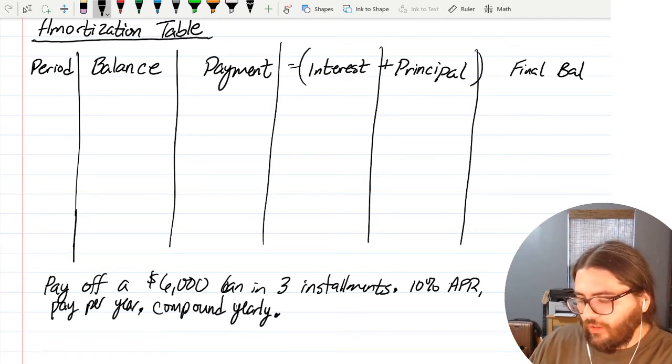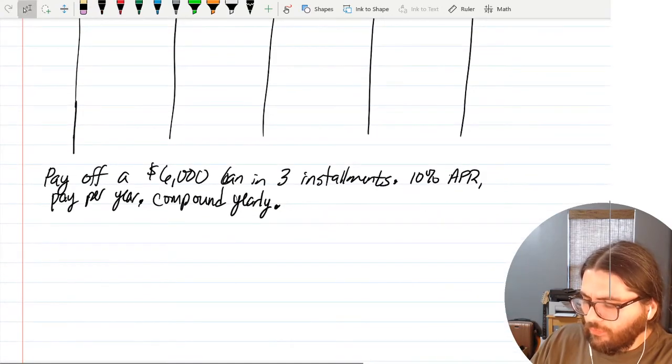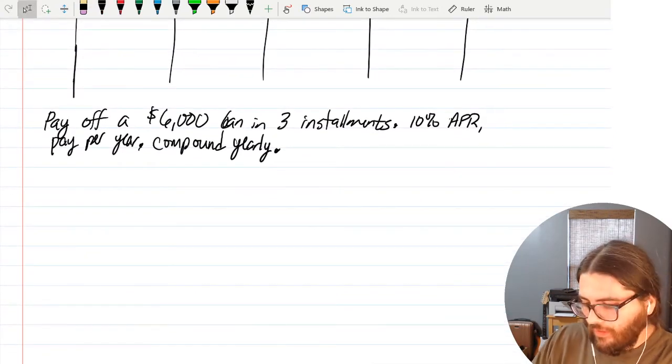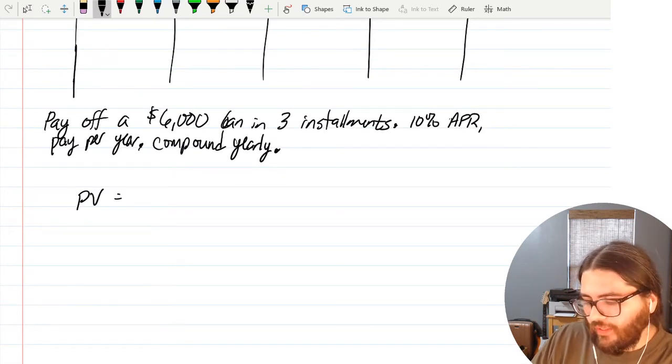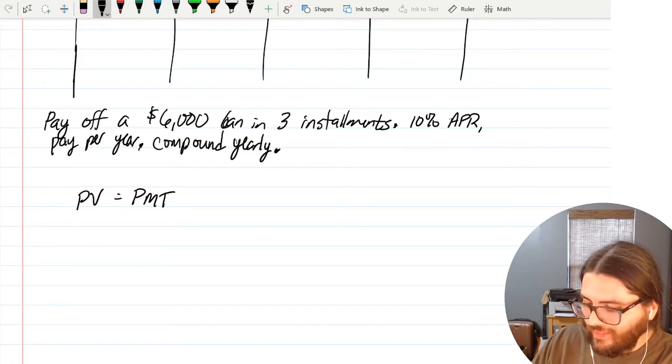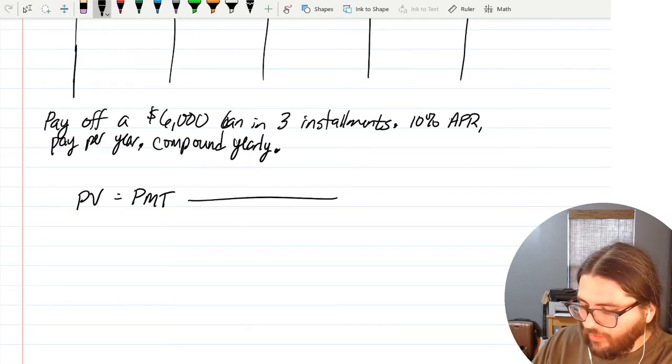So if we're paying off a $6,000 loan in 3 installments, that's a present value thing. The present value today is $6,000. Let's calculate what my payment, PMT, needs to be to pay off that loan in 3 installments.